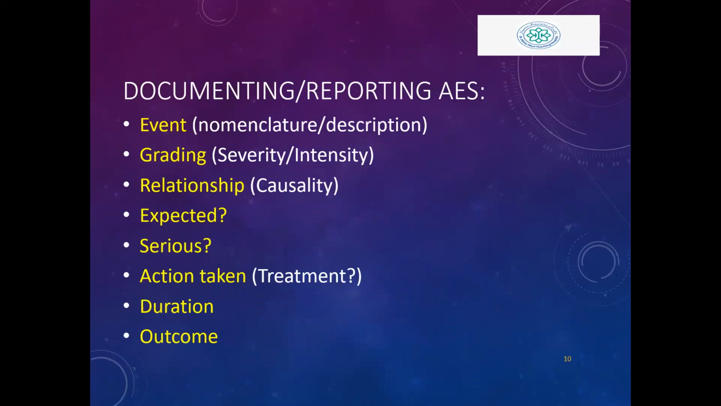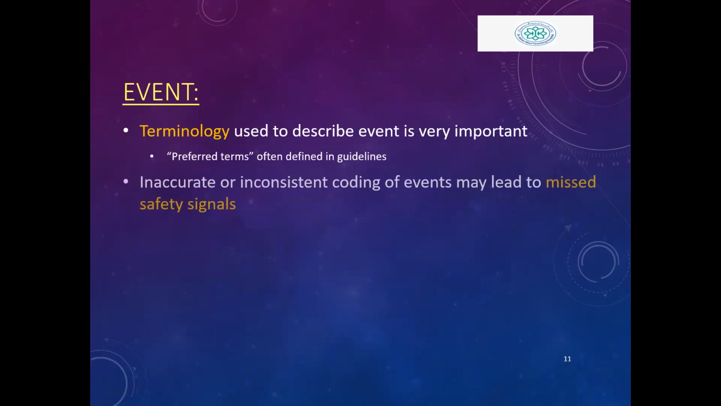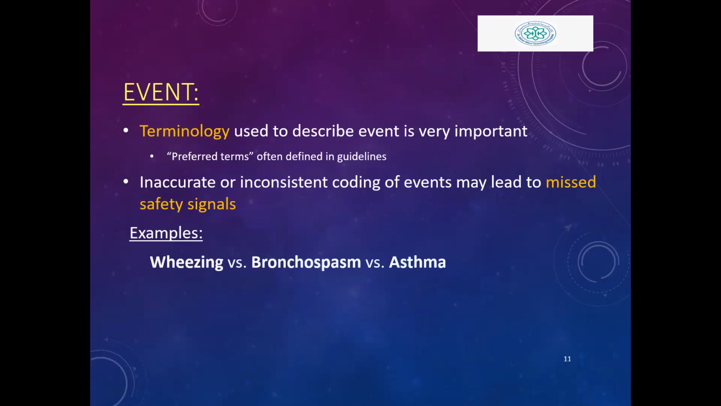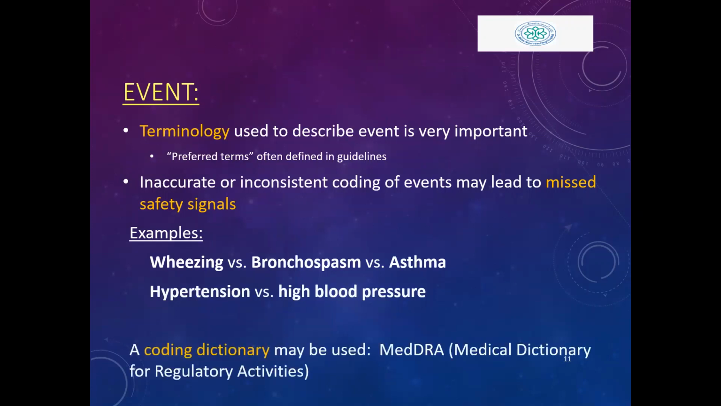For reporting and documenting adverse events, we should know basic terminology like event, grading, relationship, expected, serious, action taken, duration, and outcome. For reporting of an adverse event, the terminology used to describe it is very important. Inaccurate or inconsistent reporting of the event may lead to a missed safety signal. Examples are wheezing, bronchospasm, asthma, bleeding, and also hypertension and blood pressure, etc.